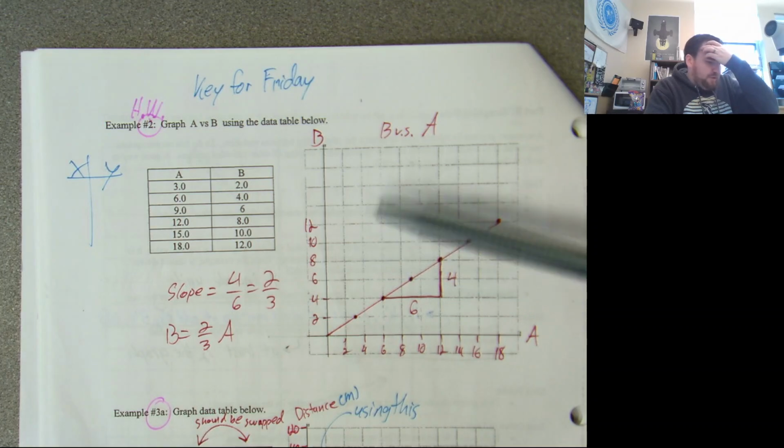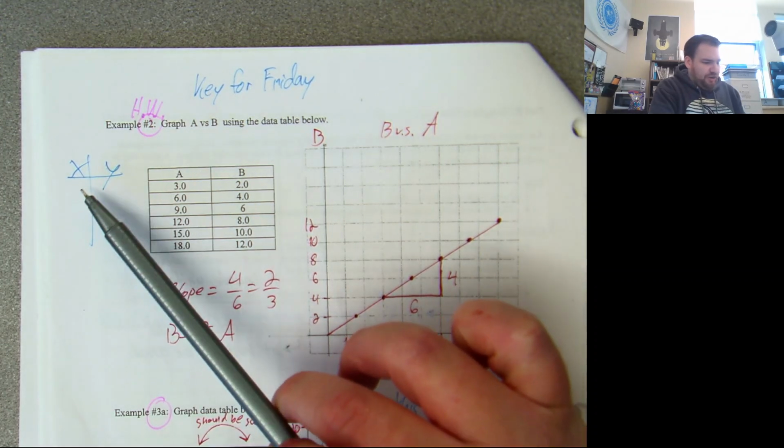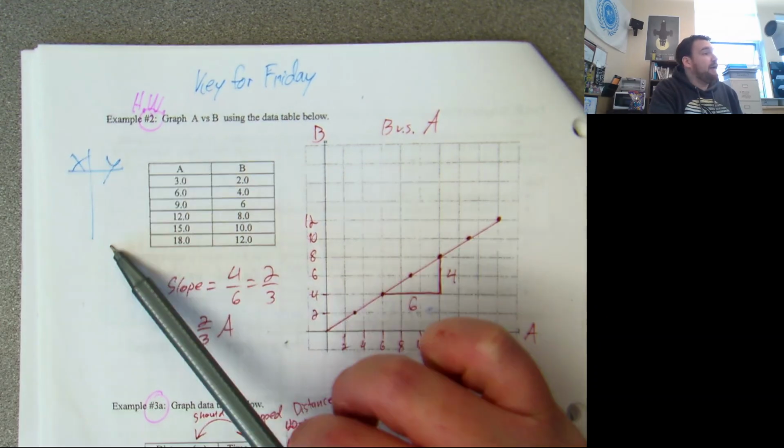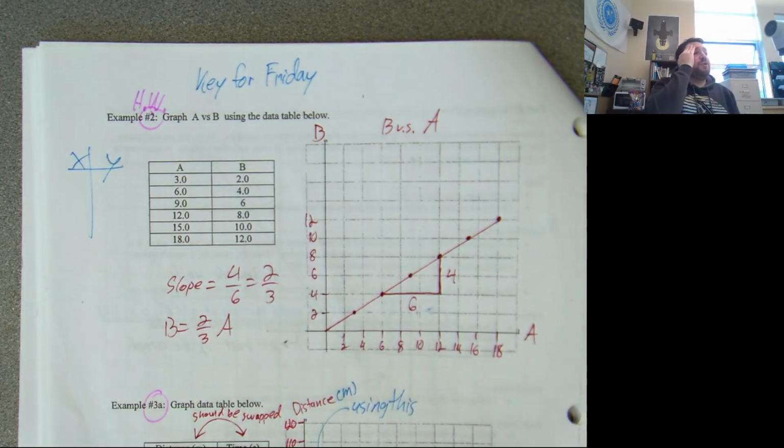I graphed B versus A, or A versus B. Generally speaking, data is usually going to be given to you like this, X and Y. The independent variable on the left, the dependent on the right. Not always, but usually.